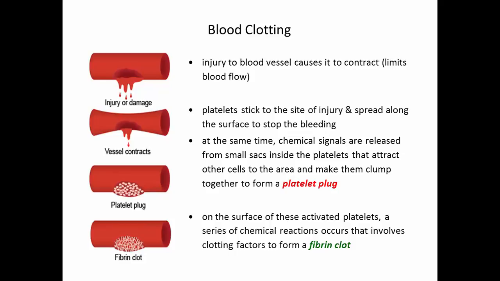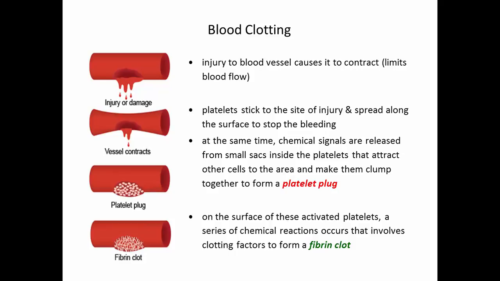However, then we need to form a patch over that hole. And so the platelets that are flowing along in the blood start to stick to that site of injury, and they spread along the surface of the blood vessel to help stop the bleeding. At the same time, there are chemical signals that are released from small sacs inside the platelet, and that attract other cells to come to the area and cause them to clump together, and we call this a platelet plug.